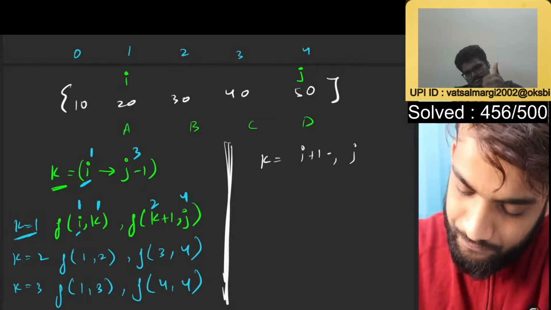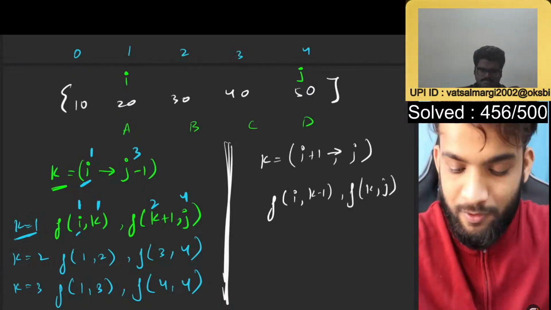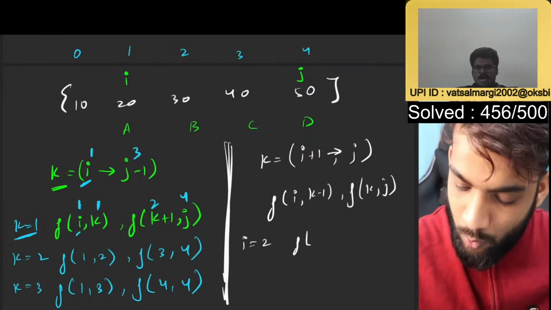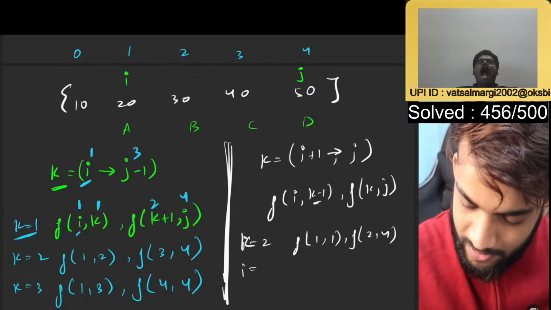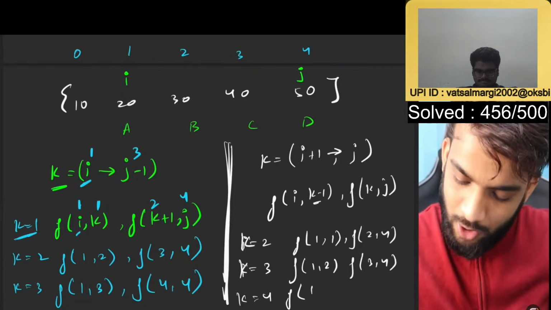If you do this, then the partition will be I to k minus 1 and k to j. If you're running the loop from here to here, which means 2 to 4, then let's see what happens. If k is 2, which is the initial case, then it will be 1 comma k minus 1, so 1 comma 1, f of 2 comma 4. If k is 3, it will be 1 comma 2, 3 comma 4. If k is 4, it is going to be 1 comma 3, f of 4 comma 4.